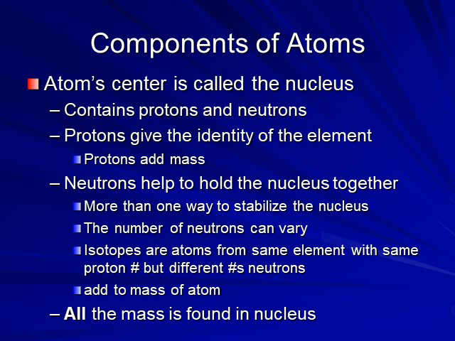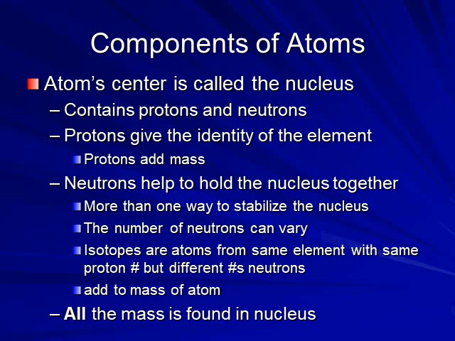The neutrons have no charge. They have either a neutral or no charge, so neutrons. What they do is they help to hold the nucleus together. And because there is more than one way to stabilize a nucleus with neutrons, the number of neutrons can vary in a nucleus from one aluminum atom to the next aluminum atom.